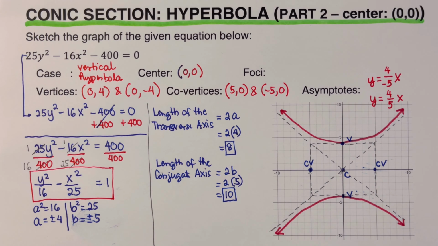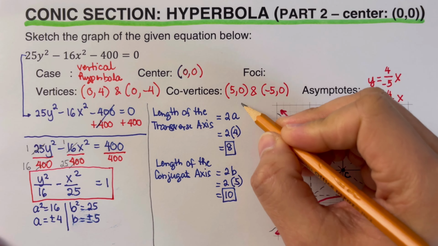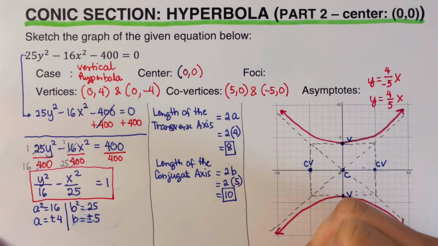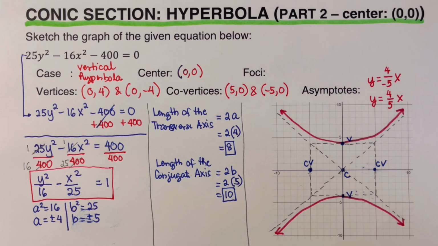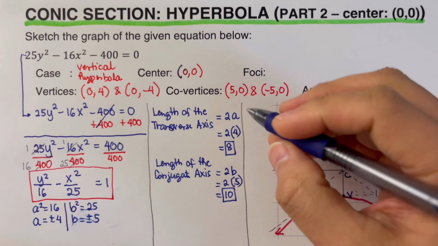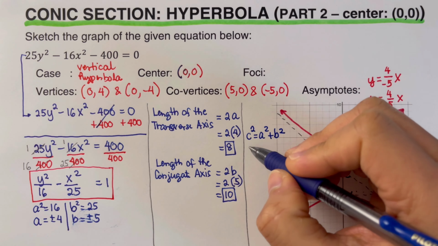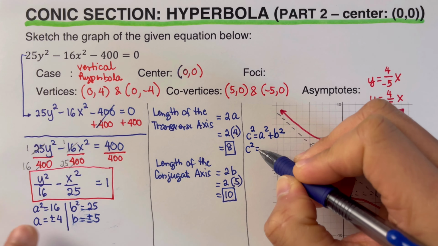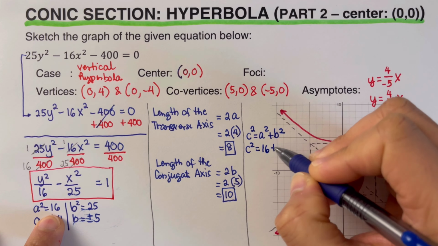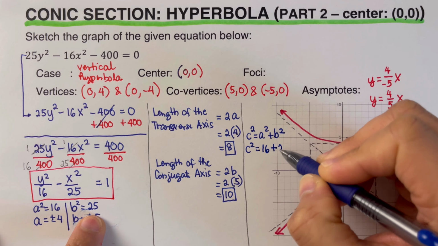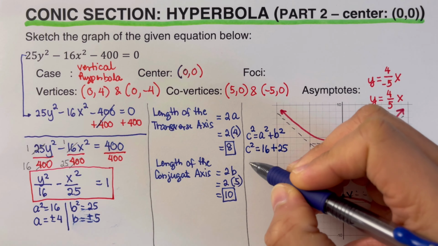Our next task is to determine the location of the two foci. In order that we can do that, we're going to use the equation c squared equals a squared plus b squared. So I'm going to go ahead and write that up here. So let's plug the values in. So that would be our a squared is 16 and our b squared is 25. So then we go ahead and solve for c.